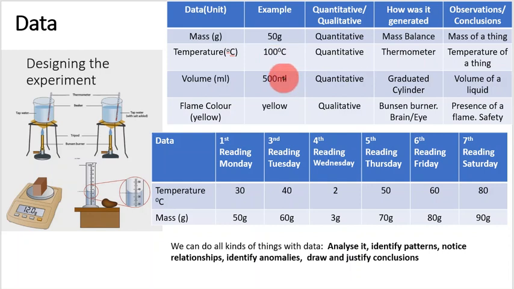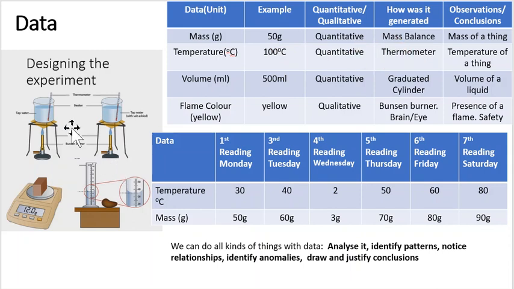How do we generate this piece of data? Well, for volume, we used a graduated cylinder. We poured the water into the graduated cylinder, we looked at the meniscus, and we measured the volume of water off the cylinder. Therefore we used a graduated cylinder to generate this particular piece of data. But in relation to temperature, we used a thermometer.